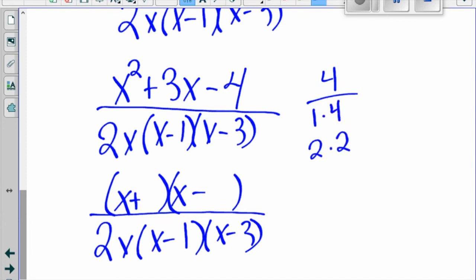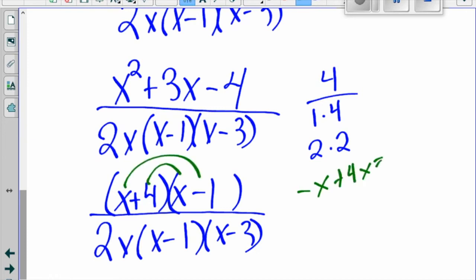Which one do we want to try first? Which one do you think it is? 1 and 4. Which one's going to be positive? Which one's negative? One's positive and one's going to be negative. And it does work out, because we'll have x times -1 would be -x. And 4 times x would be plus 4x, which gives us a positive 3x, which we wanted.